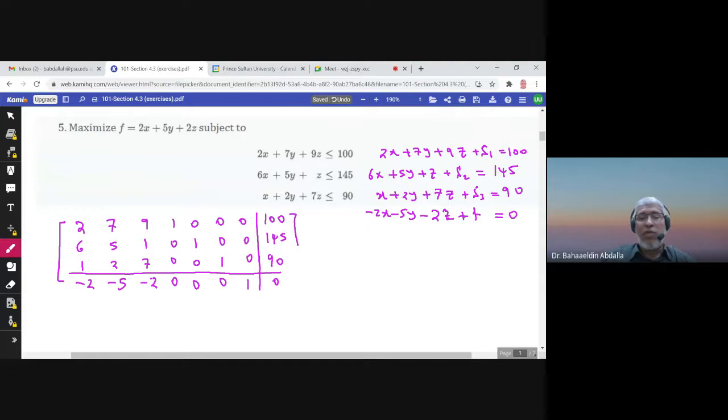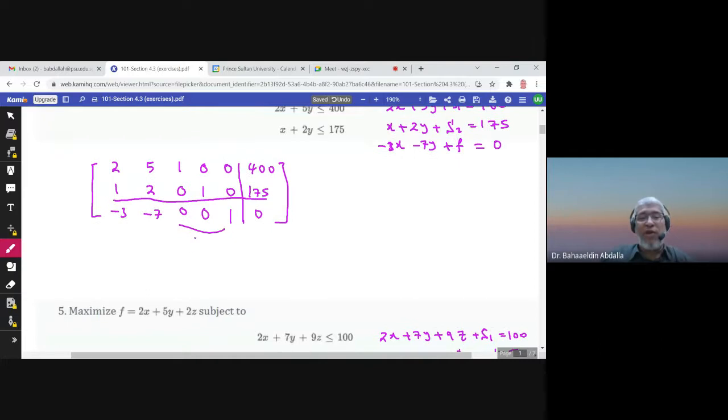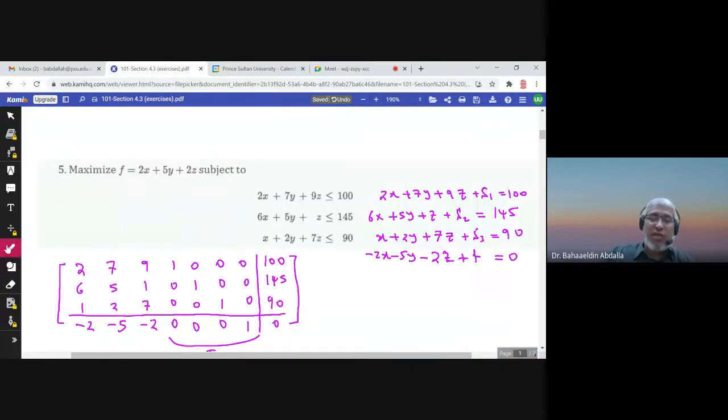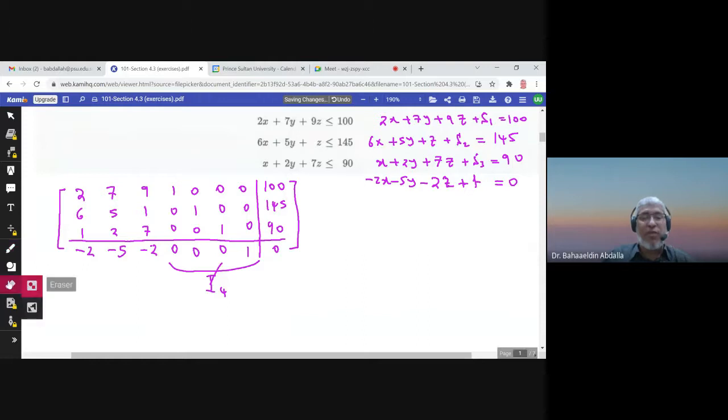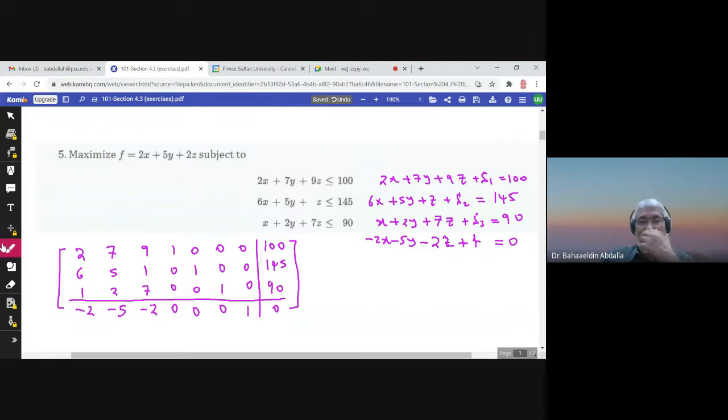You always notice that in the initial simplex matrix, we always have the identity matrix here, I4, for example. Here we have I3, and that happens always in the initial simplex matrix. Also notice how many inequalities we have. We have three inequalities, so we introduce three slack variables. So you understand that there are three slack variables and three variables in this example.